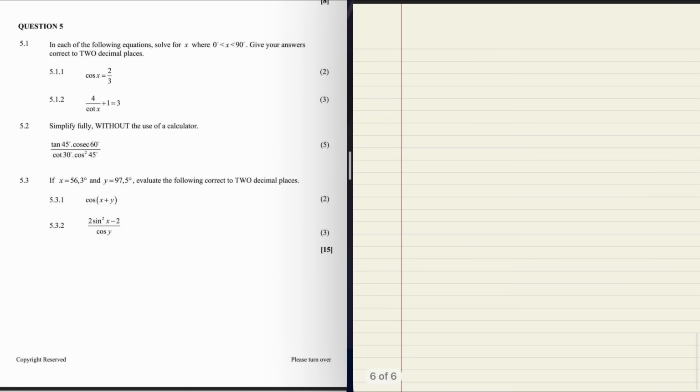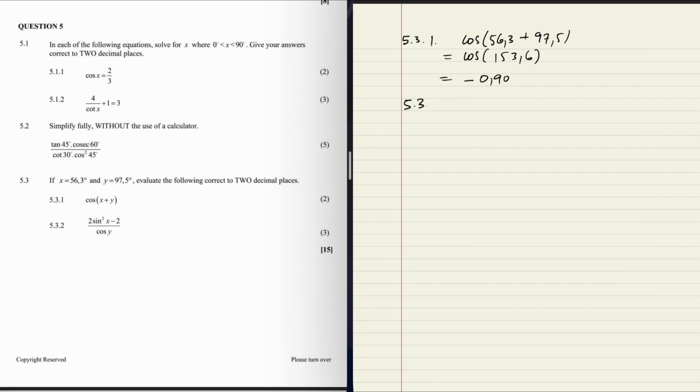Now taking a look at question 5.3. If x is equal to 56,3 and y is equal to 97,5, evaluate the following correct to 2 decimal places. So here it's just a matter of substituting. So 5.3.1, you're going to have cos of 56.3 plus 97.5, and let's check, cos of 153,6, which is equal to minus 0,90.